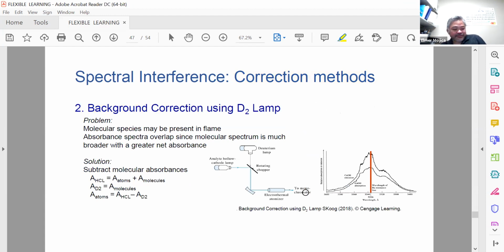Another correction method that we can have for spectral interferences is if we have a problem where molecular species may be present in the flame. We can use a background correction using the deuterium lamp. So the absorbance spectra overlap, since the molecular spectrum is much broader with a greater net absorbance. So you can use here some sort of deuterium lamp. So there's a deuterium lamp, and your hollow cathode lamp.